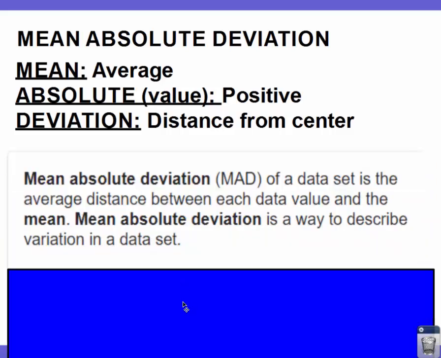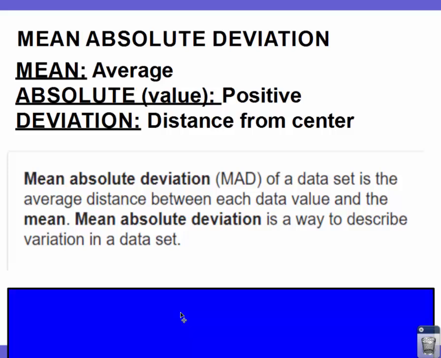Okay, so the true definition is this. Mean absolute deviation, or MAD for short, of a data set is the average distance between each data value and the mean. Mean absolute deviation is a way to describe variation in a data set. Okay, so let's look at an example of this.